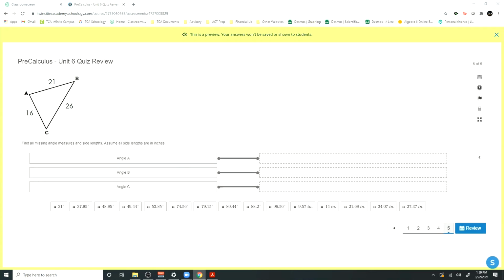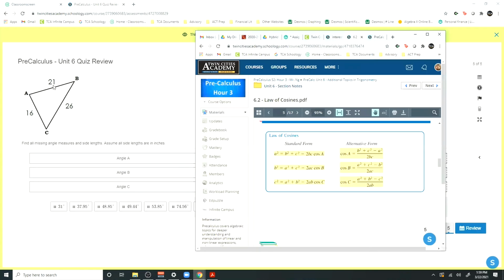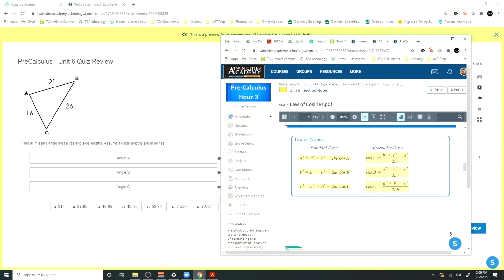When I know all 3 sides but I don't know any of the angles, I'm going to be using the alternative form for the law of cosines. More specifically, I'm going to use the alternative form starting with the side length that is largest. The longest side length here is 26, and that is little a, side length a. So I'm going to start with cosine of A equals this one here.